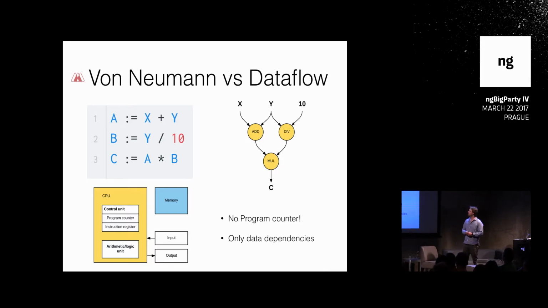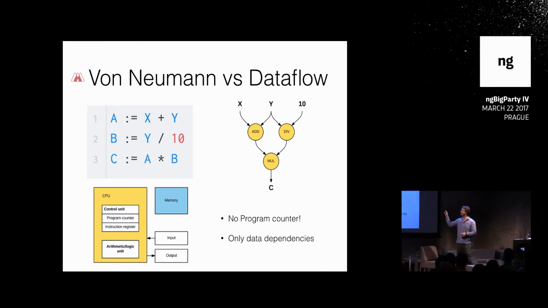What's interesting is that in the von Neumann method, the CPU, or the computer, needs 3 time units to calculate C. It first calculates A, then B, and then C. In the Dataflow, assuming we have at least 2 processing units that execute in parallel, we can get to C in only 2 time units. We do the addition and division at the same time in the first time unit, and in the second time unit we do the multiplication on the sub-result, and we get to C.